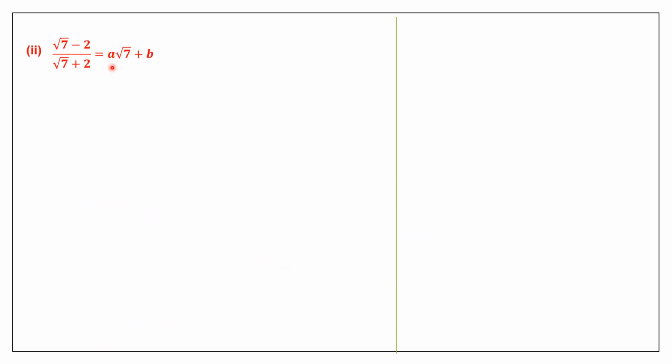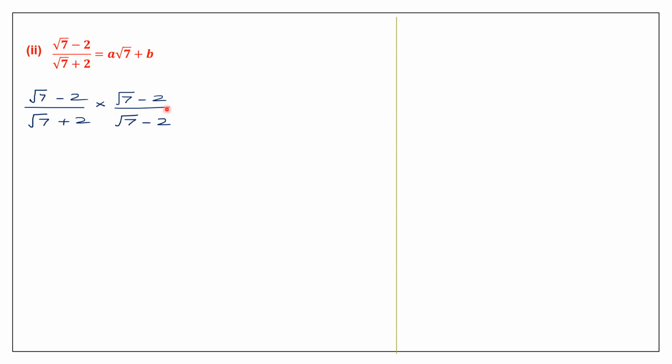Question 2. Here also we should find the value of a and b. Let's just take this first part, that is the left hand side, and rationalize the denominator there. So we have root 7 minus 2 by root 7 plus 2. And to rationalize the denominator, we write the opposite, that is root 7 minus 2 by root 7 minus 2. We multiply and divide by the rationalizing factor.